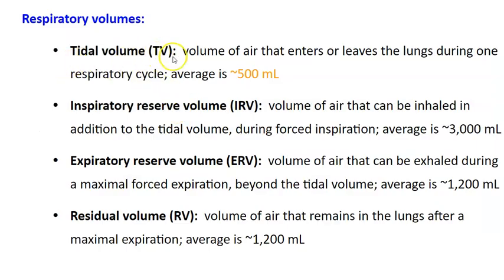We have tidal volume. That's the volume of air that enters or leaves the lungs during one respiratory cycle. And the average is 500 milliliters. I put that in orange because that's a volume that you'll probably want to know, because you'll need it for the test and for the lab. And then inspiratory reserve volume, that's the volume of air that can be inhaled in addition to the tidal volume. So during forced inspiration, the inspiratory reserve volume is about 300 milliliters.